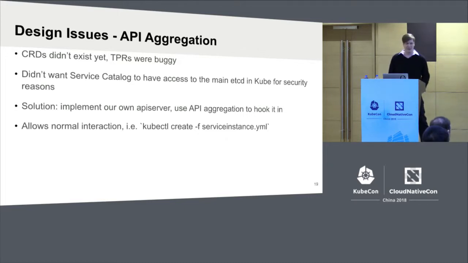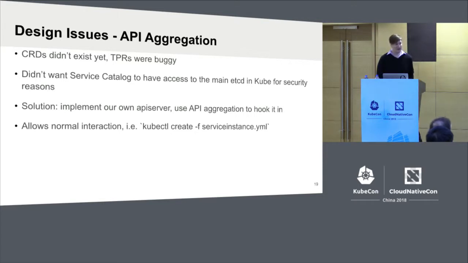TPRs, the predecessor to CRDs, did exist, but they were pretty buggy and very new, so we didn't really want to stake the stability of our project on those. So we decided to come up with our own solution, which was API aggregation. For various reasons, we didn't want to have Service Catalog have access to the main etcd store for Kubernetes proper. So our solution was to provision our own etcd instance, run an API server and controller on top of it, and use API aggregation to hook that API server into the main access point for the main Kubernetes API server.